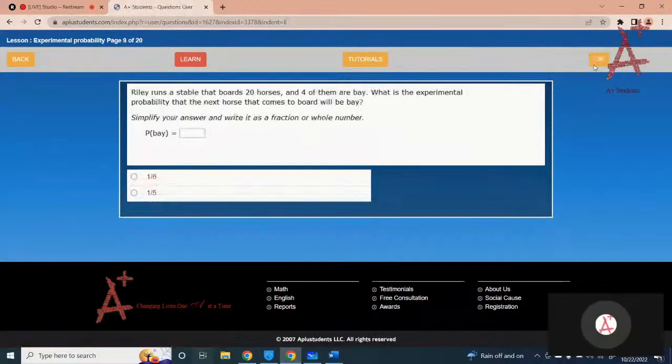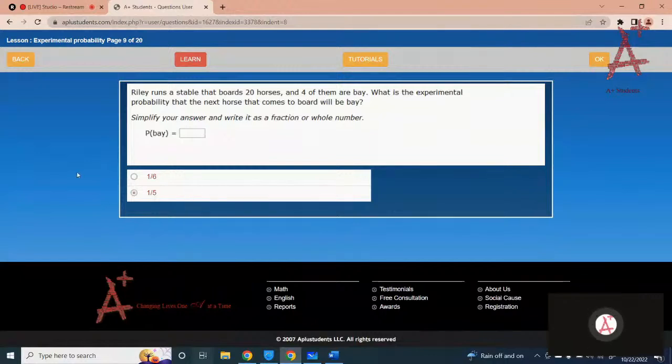Okay, the next one is: Relay runs a stable that boards 20 horses and 4 of them are bay. What is the experimental probability that the next horse that comes to board will be bay? So it would be 4 over 20, and when you convert it to the simplest form, it would be 1 over 5. Got it?